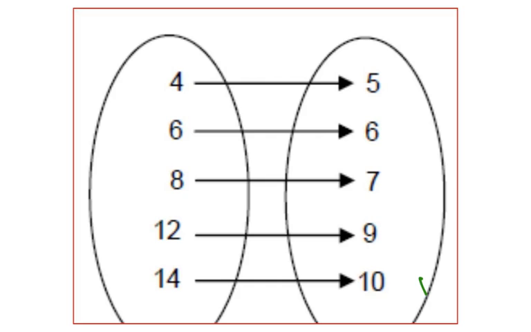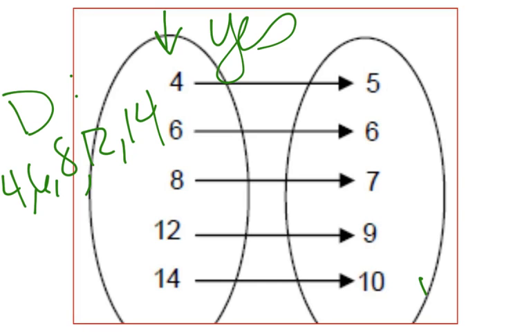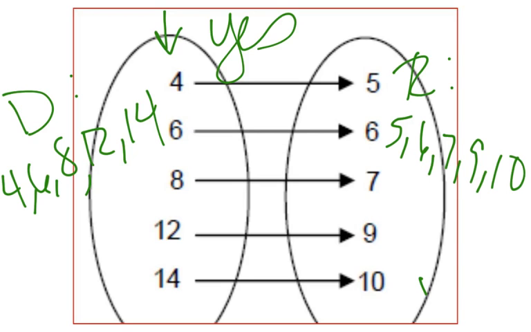This is called a mapping, and to tell if it is a function or not, you have to look and make sure to be a function, each one of the numbers on the left, which is your domain, can only have one line leaving. Each of these numbers only has one line leaving, so yes, it's a function. My domain, you just list the numbers, 4, 6, 8, 12, 14. The range, you just list the numbers, 5, 6, 7, 9, 10.